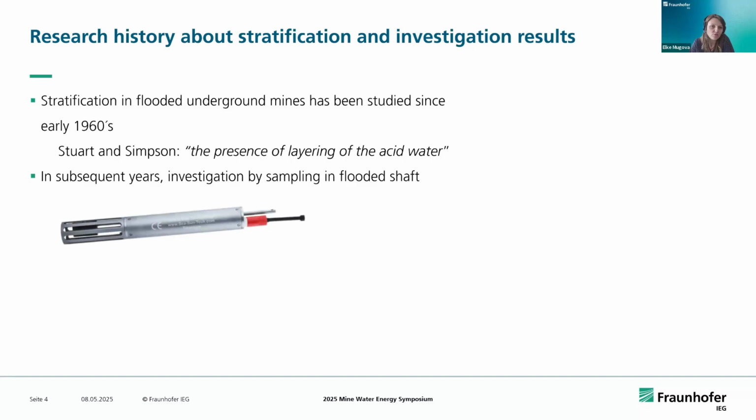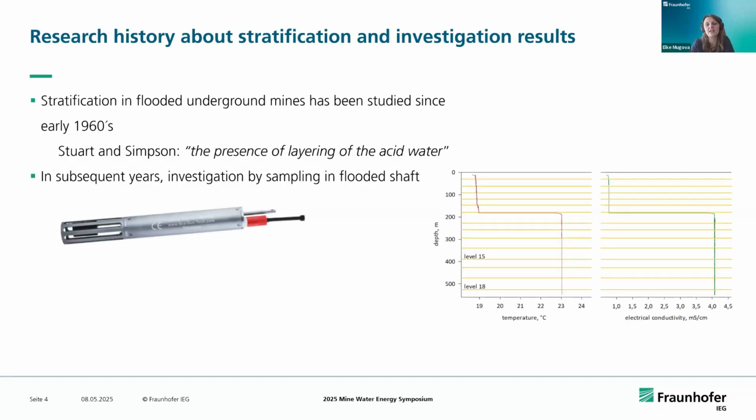So usually now we use, for example, this sampler. This is from the German company Sea and Sun, and with this one that we used in my former research group, we can investigate temperature, electrical conductivity, and pH value. And of course, the pressure, and what we usually get are temperature profiles and electrical conductivity profiles. So you can see these two profiles here over depth. One, the temperature, and on the right side, the electrical conductivity.